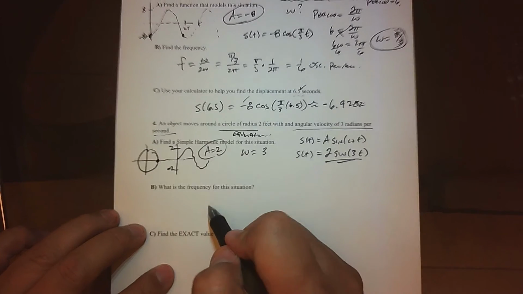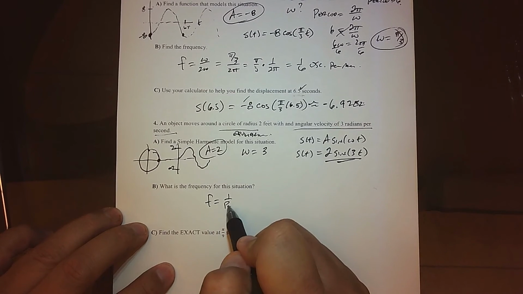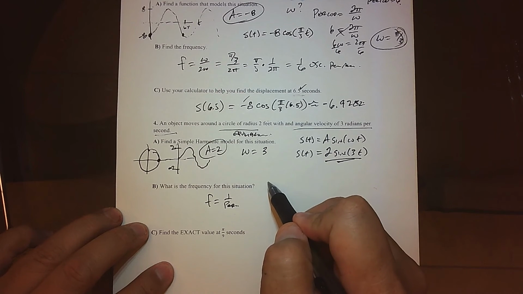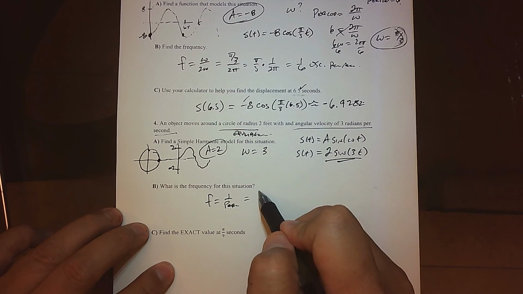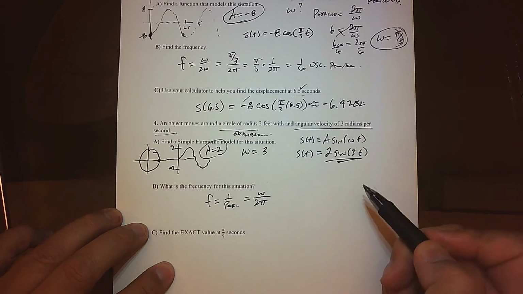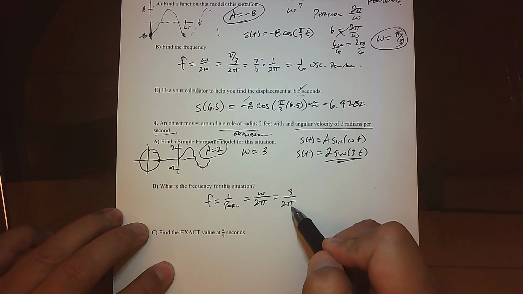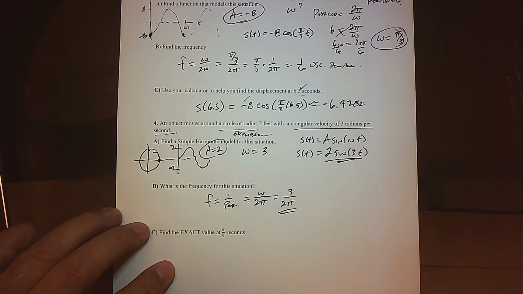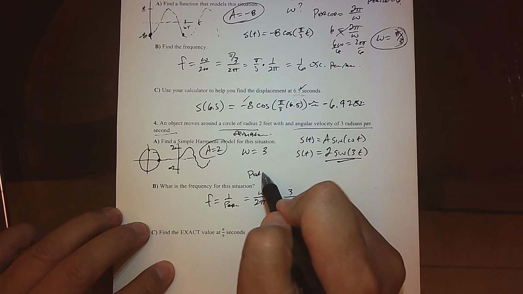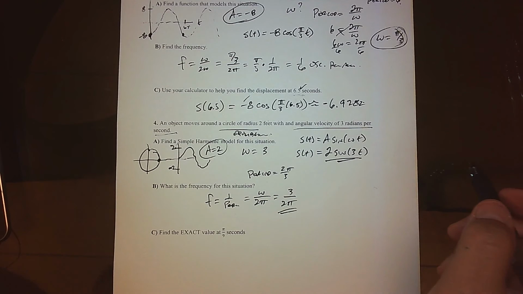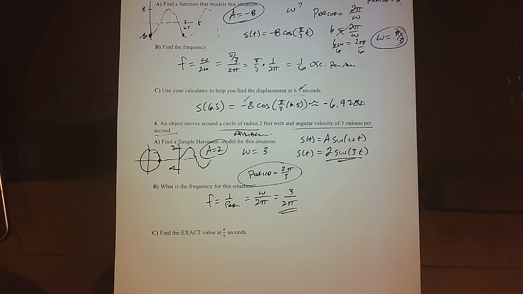What's the frequency? Well, the frequency is 1 over the period, so we have to find the period first. Let's just cut to the chase: the frequency is omega over 2 pi. In this case, omega is 3, so it's 3 over 2 pi, and there's basically your frequency. If we did ask for the period, the period would be 2 pi over 3. I didn't ask for it, but that was just a short sight on my part.